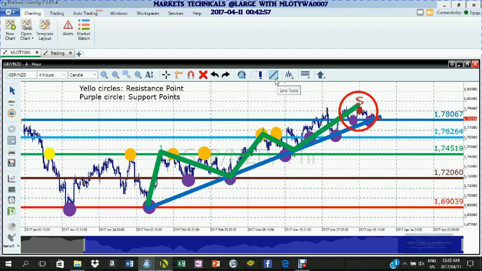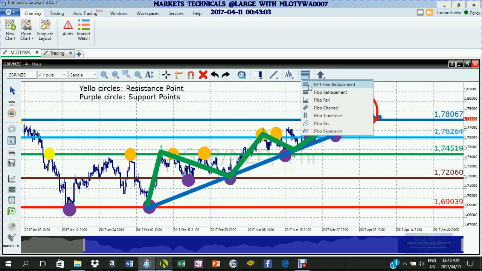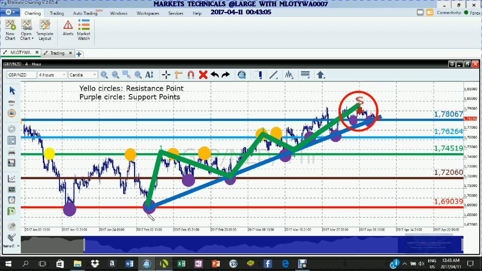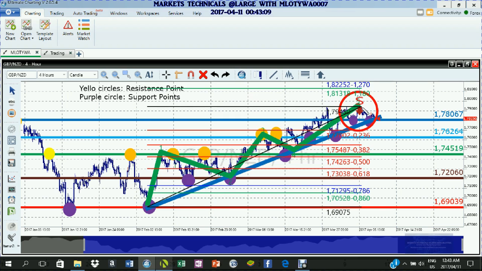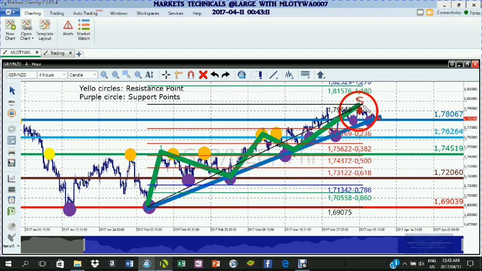Okay, now we will place our Fibonacci here. It starts from this point going up to the fifth point, guys. Okay, up to the fifth point, and just you see the fifth point is at this rate. Okay, 1.7966. This is where you enter the market. Okay, this is where you enter your sell trade at this rate.